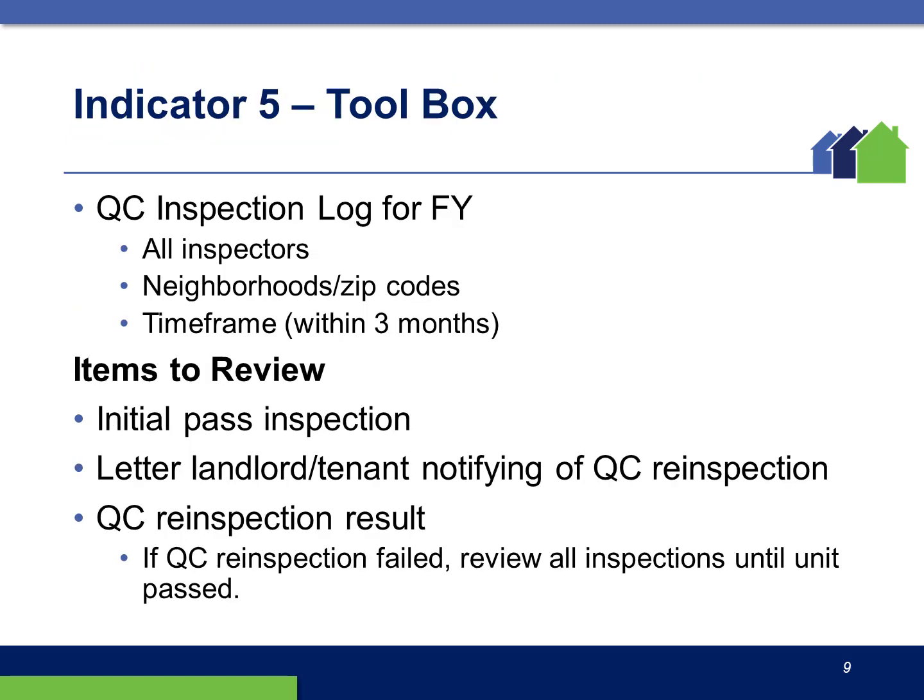To be prepared for Indicator 5, the PHA should have a QC inspection log for the fiscal year, which includes all inspectors, the neighborhoods and zip codes, and the time frame in which they were completed to show they were completed within 3 months of the original inspection. For the review of this indicator, have available the initial pass inspection, the letter to landlord or tenant notifying of QC reinspection, and the QC reinspection result.